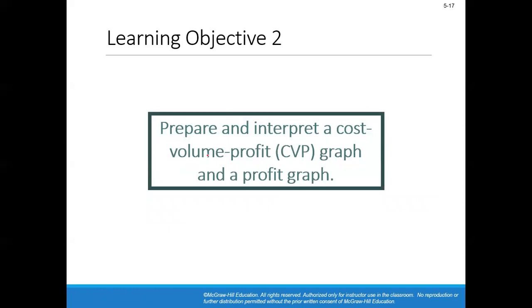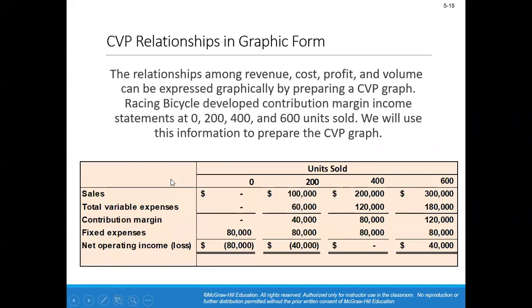Rather, you want to see some pictures. You want to see some graphs to understand the same thing. So what can you do? We can make a graph of the CVP relation, cost volume profit relation, and we can understand the same thing using the graph. So you see that these are some information that will be required for plotting the graph.